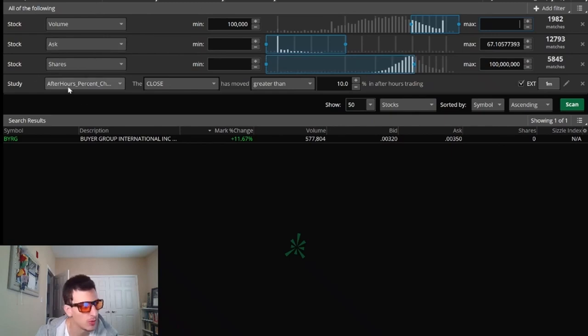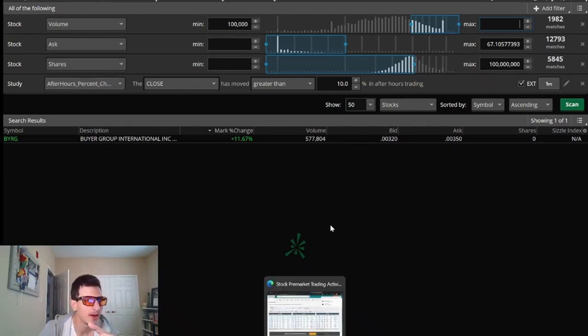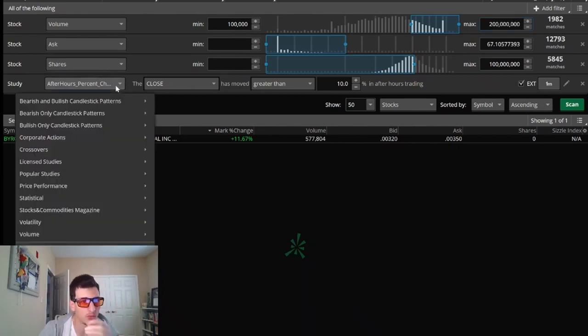Now we have our study, which is going to be to set it as pre-market or at open, or the market hours. Without this study, it's going to be scanning just for stocks between 9:30 Eastern time and 4 p.m. Eastern time. Anything before or after that, this won't have any data. So that's why we put in this study.